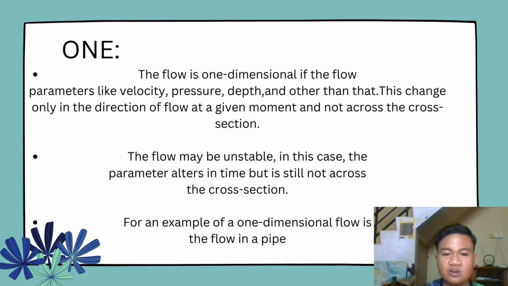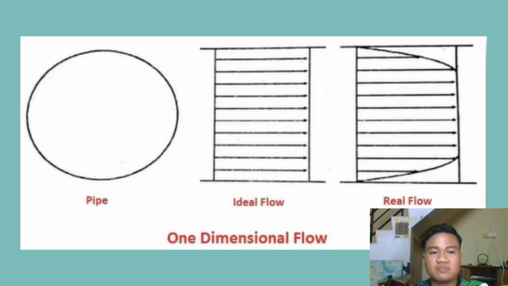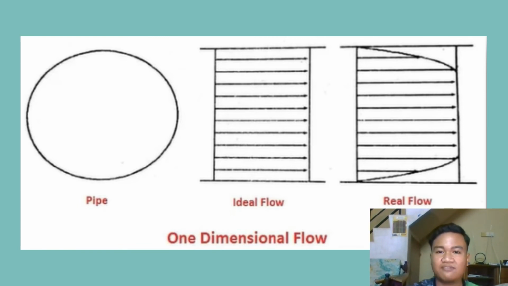I want to continue about one-dimensional flow. An example of one-dimensional flow is the flow in a pipe. So this is the picture of a pipe, this is the picture of ideal flow, and this is the picture of real flow.